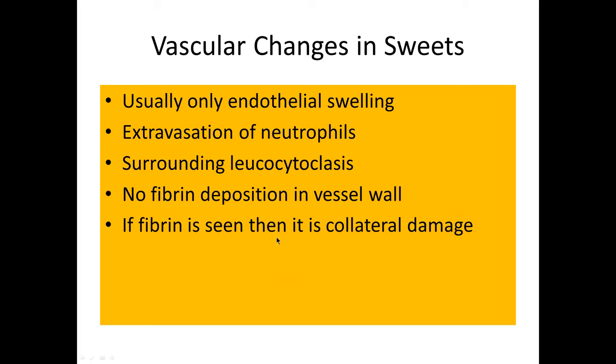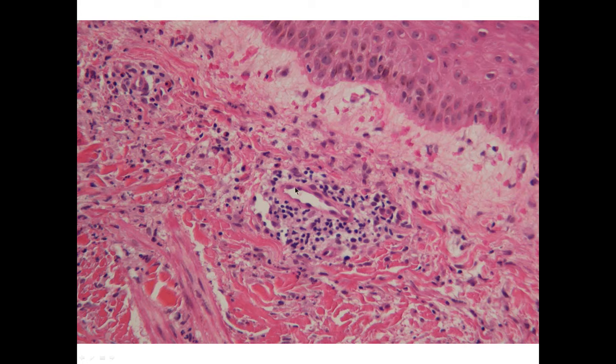Let's look at the vascular changes. Just a little bit more detail. We've said usually only endothelial swelling, extravasation of neutrophils surrounding leukocytoclasis, no fibrin deposition in the vessel wall, and if fibrin is seen, then it's usually collateral damage. It's usually the result of the toxic products released.